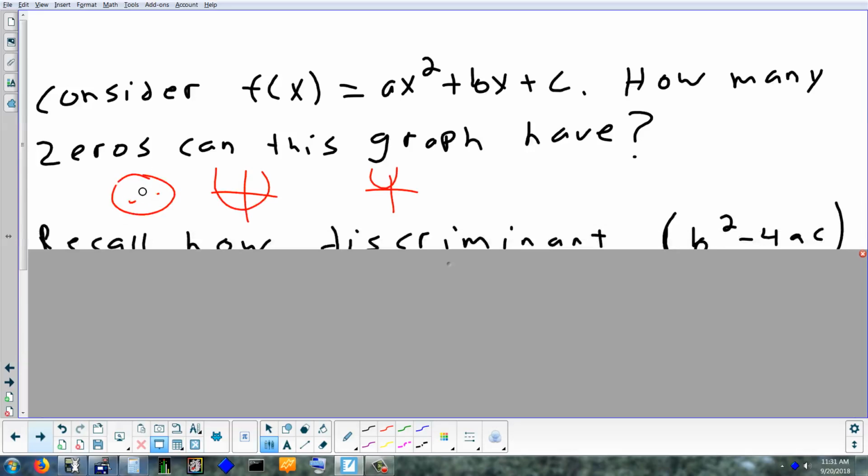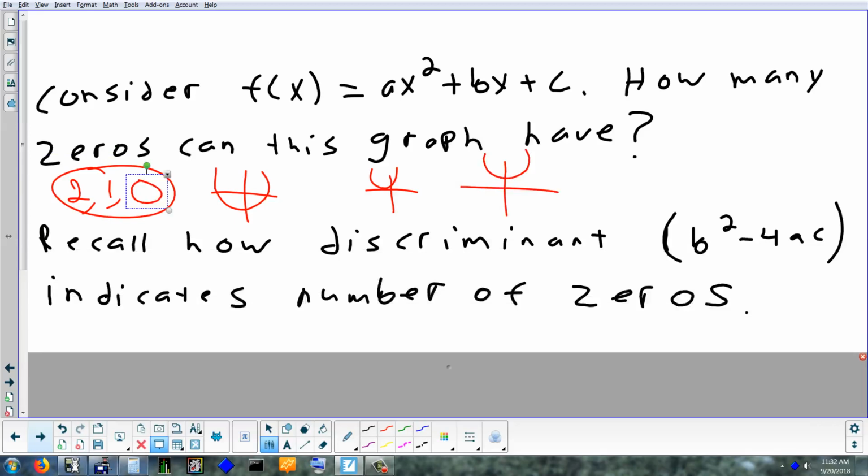So, actually I'm going to write it like this. So you could have 2, 1, or 0 if it was up there. So how many zeros can the graph have? How many roots can the graph have? How many x-intercepts can the graph have? Same question, 3 different ways I asked it. The answer is 2, 1, or 0.